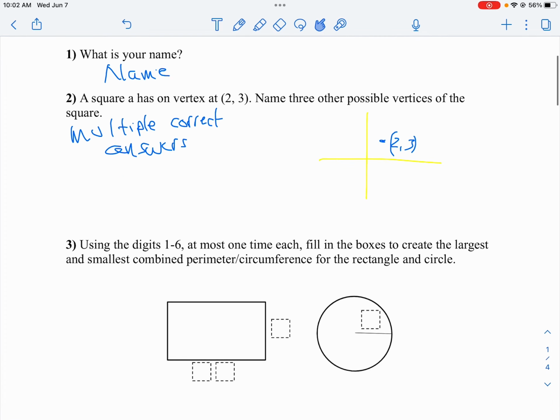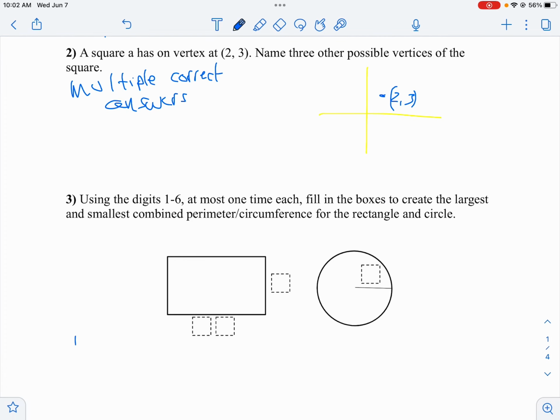Question number 2 also has multiple correct answers. What I want you to notice, though, is you're limited to use the digits 1 through 6. Notice your length has 2 digits, and then I want 2 answers. I want you to find them. The largest and the smallest combined perimeter and circumference. Now, you can use decimals to help you out here.